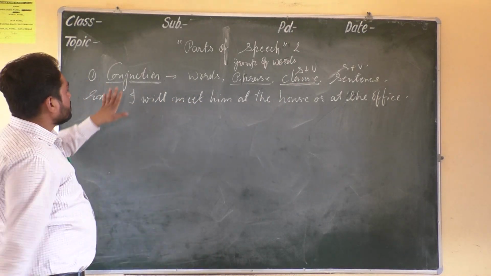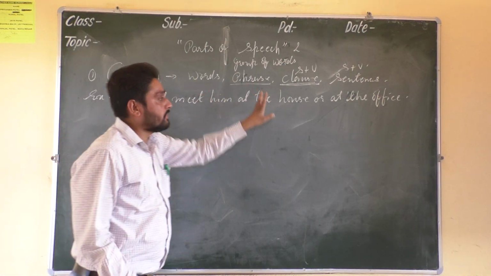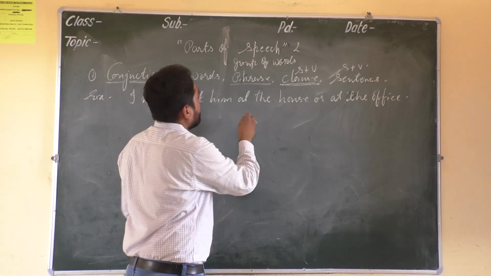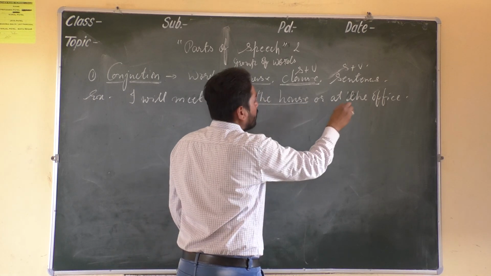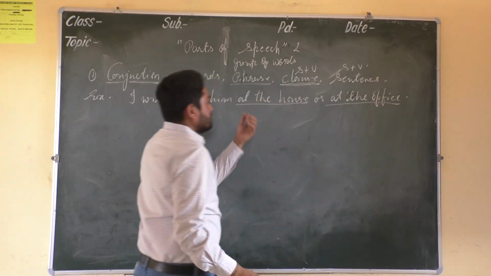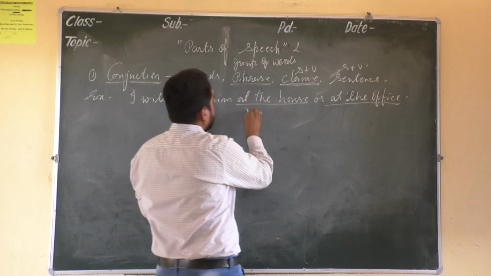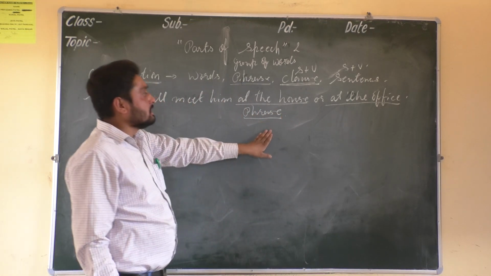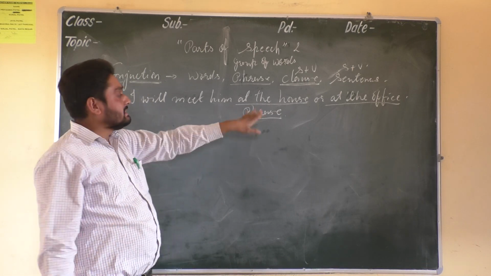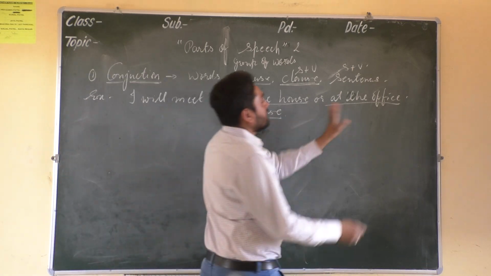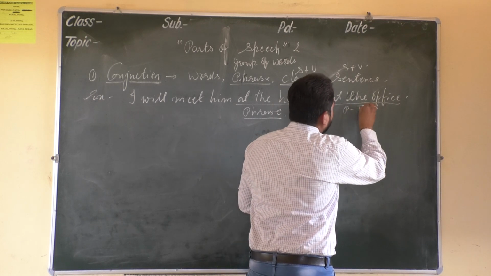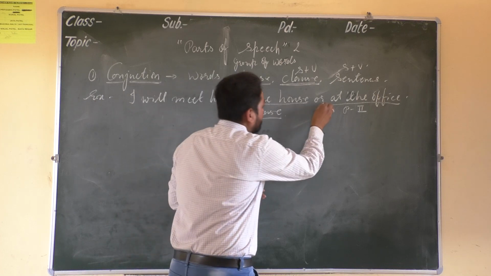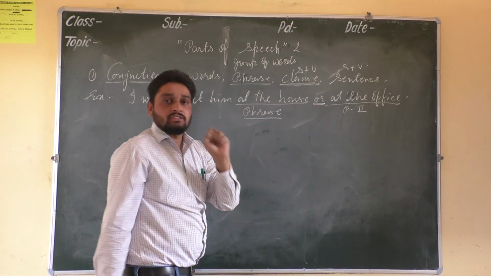Look here at how the conjunction can join two phrases. Through the example: I will meet him at the house or at the office. What is this? At the house. This is a phrase. It has no subject and no verb. That is why we say this is a phrase. And also we have another phrase here. Phrase first and phrase second. Both phrases are connected by the conjunction or.